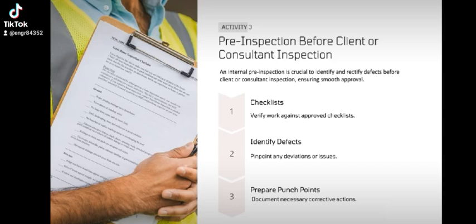The key step of this internal inspection is the checking work against approved checklists, identifying defects or deviations, preparing punch points. The goal of this internal inspection is to prevent rejections during client inspections and ensure a smooth approval process. Preparation is key to success.